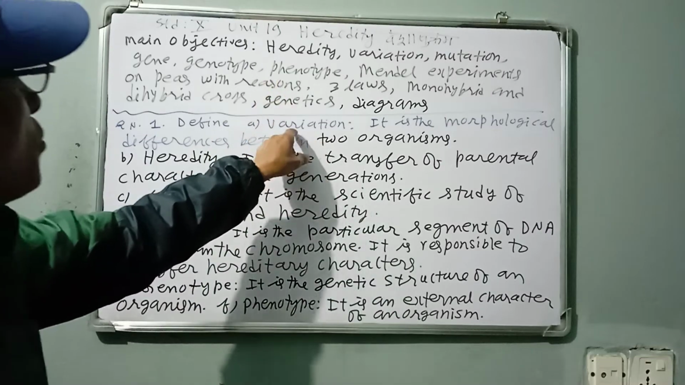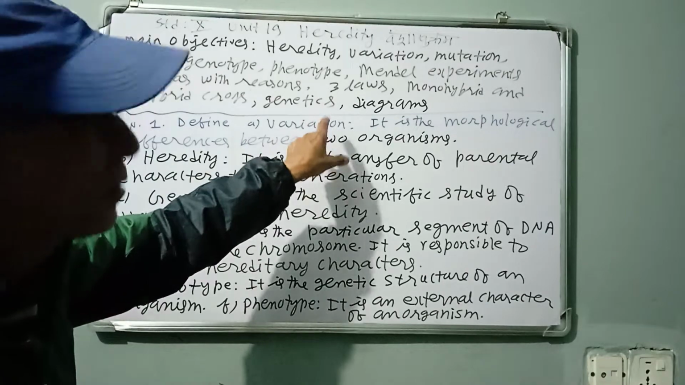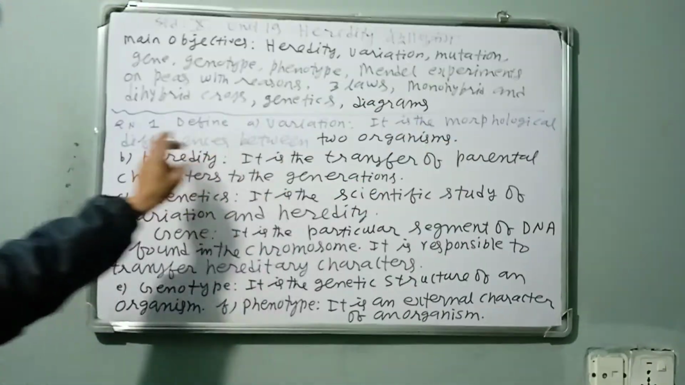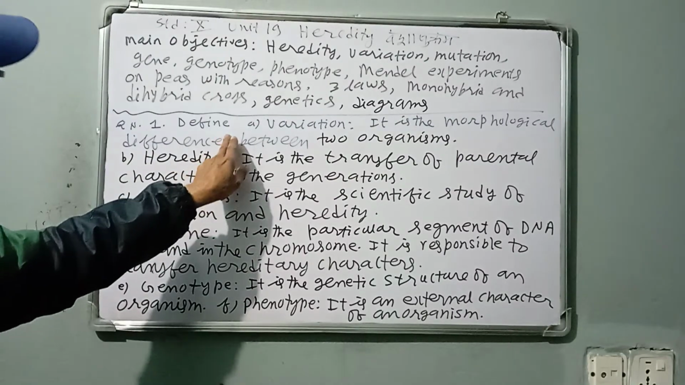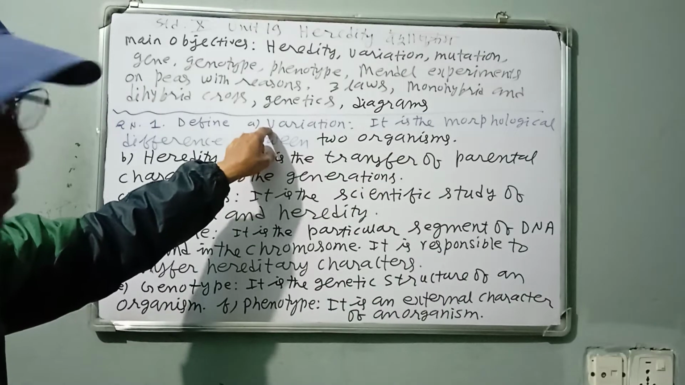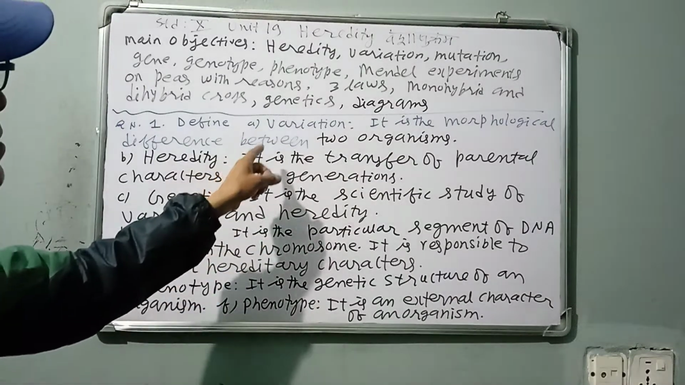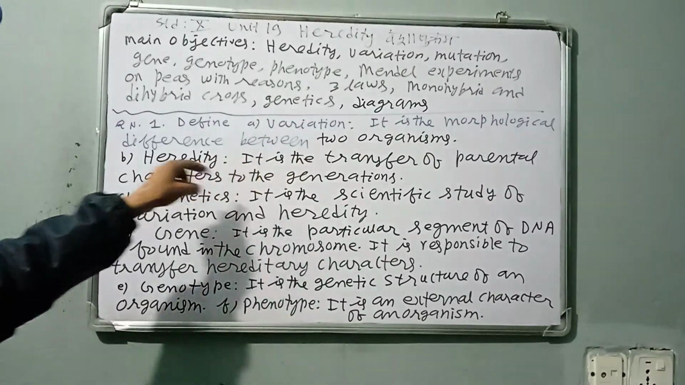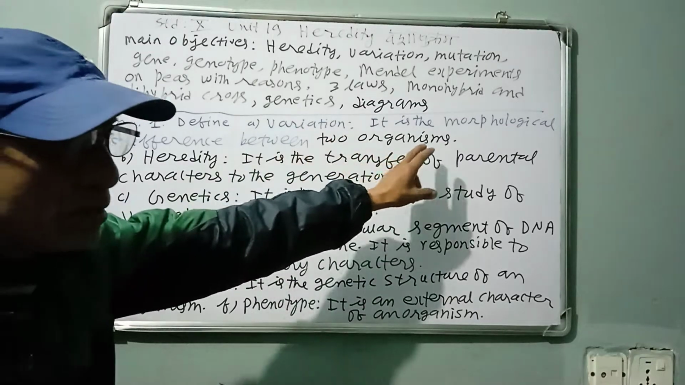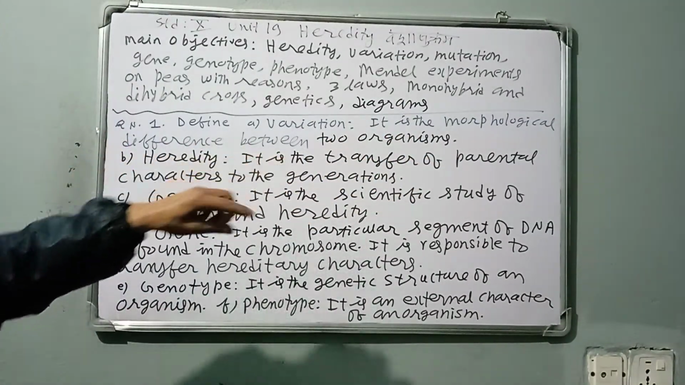Very easy. The word variation is derived from the verb vary or differ. फरक हुनु. Variation is the morphological difference between two organisms. There may be different types of variation: continuous variation, discontinuous variation, environmental variation. For example, even twins vary in different structures. Although they look alike, they vary in different ways.